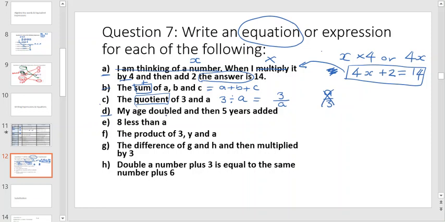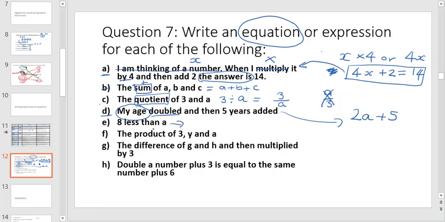D, my age doubled and then 5 years added. So my age doubled, I'll do it over here. Doubled means times by 2. Now, I haven't told you my age, so in this case, you can write A for age. Double that, so you have 2 times my age and then 5 years added. So double my age and then add 5. So you should have had an expression, something like that.